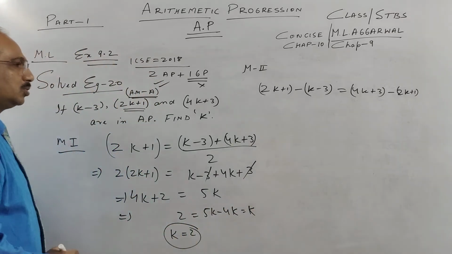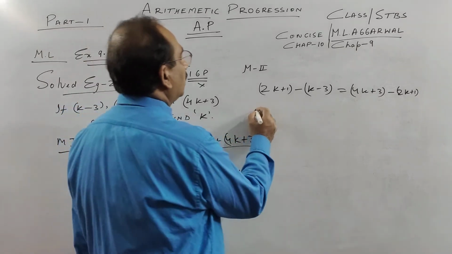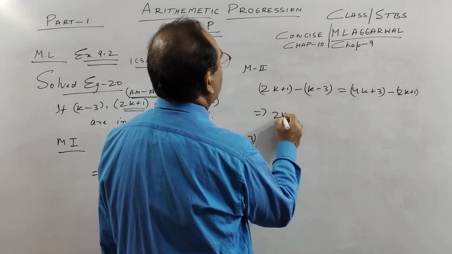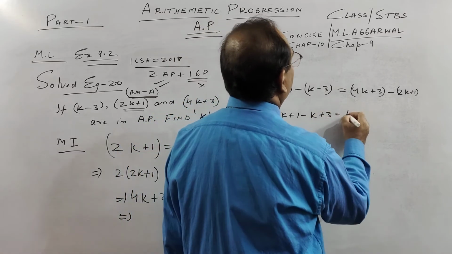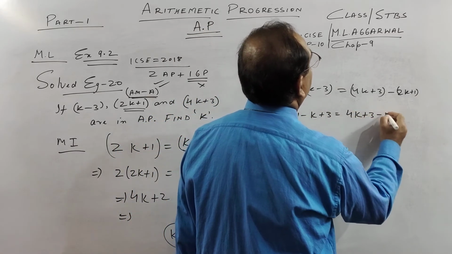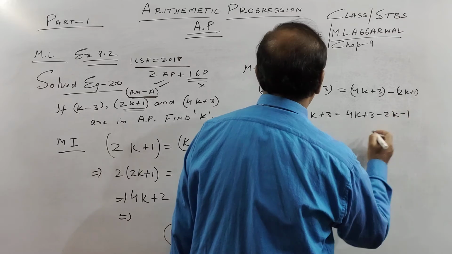K is 2. Here also, if you solve, children, the same way: 2k plus 1 minus (k plus 3) is equal to (4k plus 3) minus (2k minus 1).